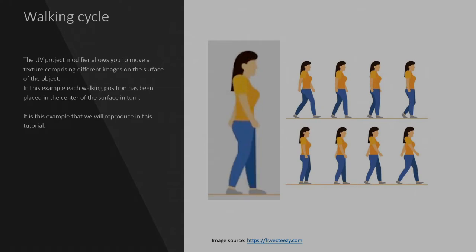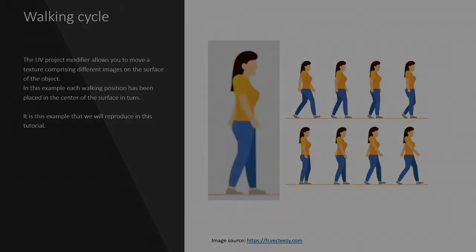The UV project modifier allows you to move a texture comprising different images on the surface of the object. In this example, each walking position has been placed in the center of the surface in turn. It is this example that we will reproduce in this tutorial.